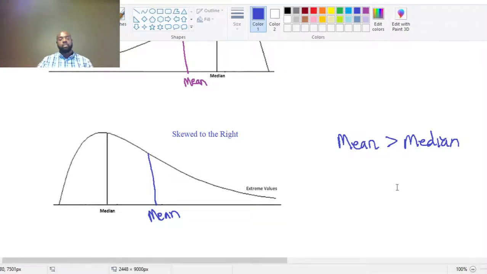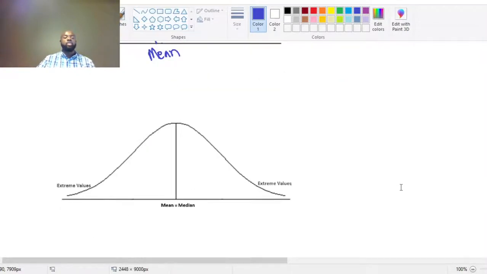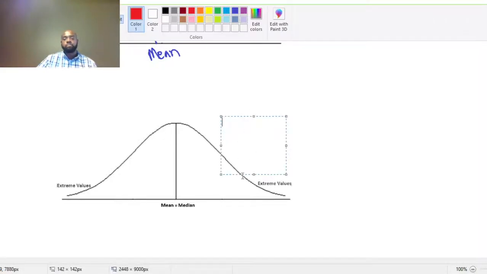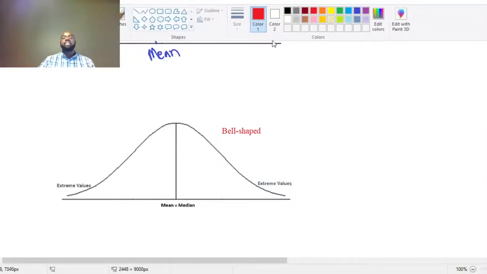And then the last case with these unimodal distributions, we have a two-tailed distribution that is symmetric. There's our bell-shaped distribution, which is one of the most popular and well-known distributions in statistics. In this case, our mean equals our median.